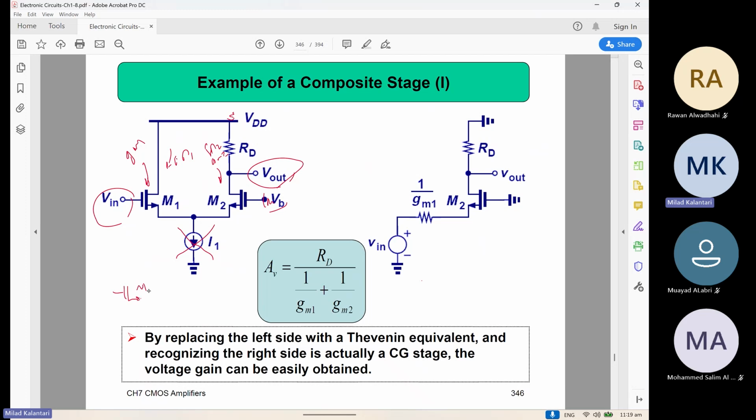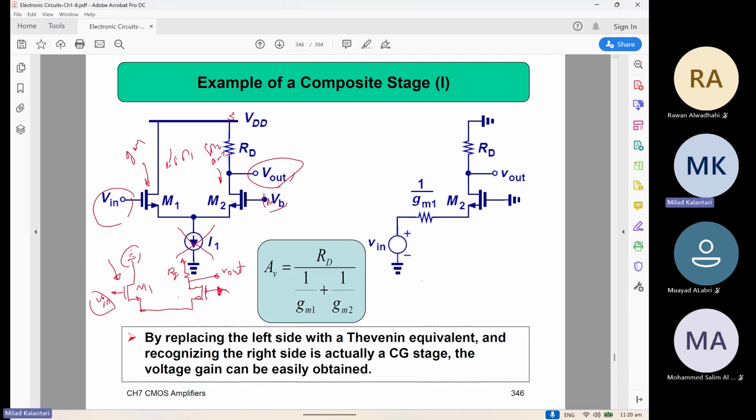You have this M1 device, here is ground, and this source is attached to the source of the other device. Here is ground, and here the drain is connected to the load RD, and here is the output, the out. And here is the input. From the input side, this transistor is like a source follower, because the input is the gate, the drain is ground, and the signal comes out of the source.